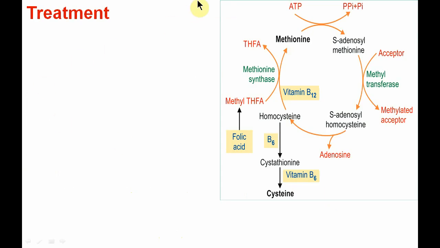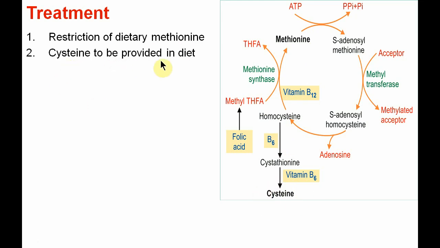Now if we look at the treatment aspect of homocystinuria, restriction of dietary methionine is important because you can see the methionine is ultimately converted to homocysteine, but homocysteine is not converted further because of the block here, that is cystathionine beta synthase enzyme deficiency. So restriction of methionine in the diet is very important, but here cysteine is not formed, so cysteine is to be provided in the diet.